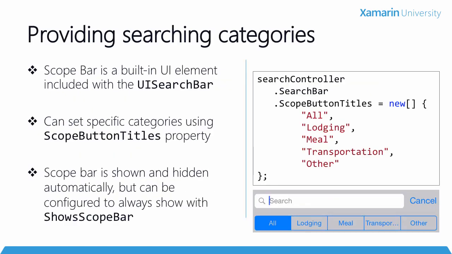The scope bar lets you further filter down your search choices by category. It's activated by setting the scope button titles on the search bar to a string array. When the search experience is activated by tapping the search field, the scope bar will be expanded and displayed. And when you cancel or dismiss the search bar, the scope bar is by default hidden from view. If you prefer to have the scope bar always present in the UI, then you can set the Shows Scope Bar property. This isn't a common desire, but it shows you how extensible the search experience is.